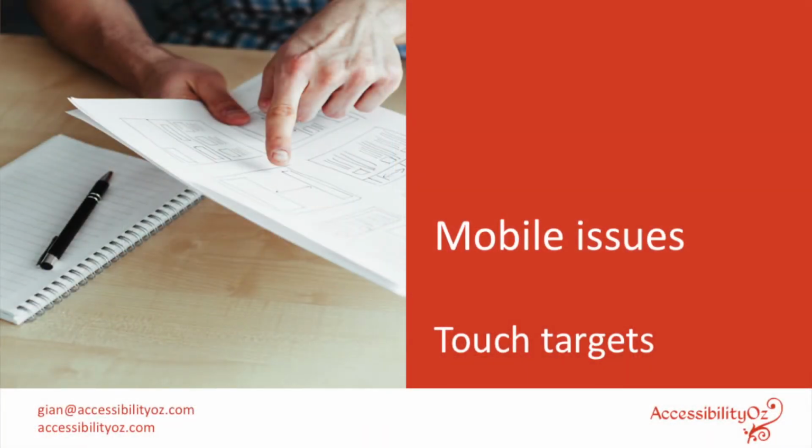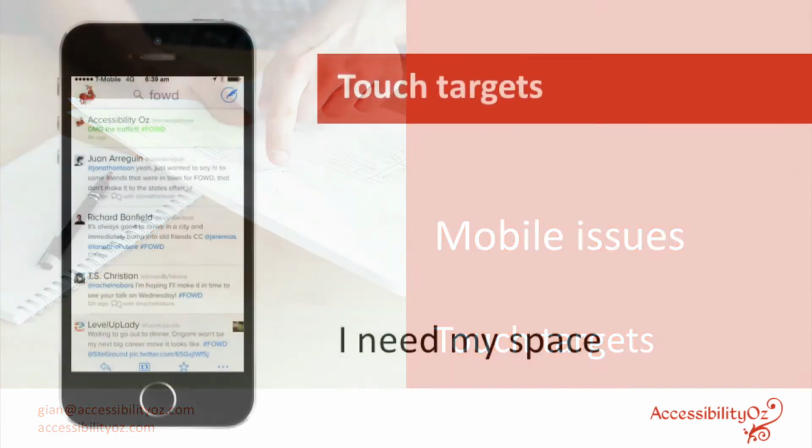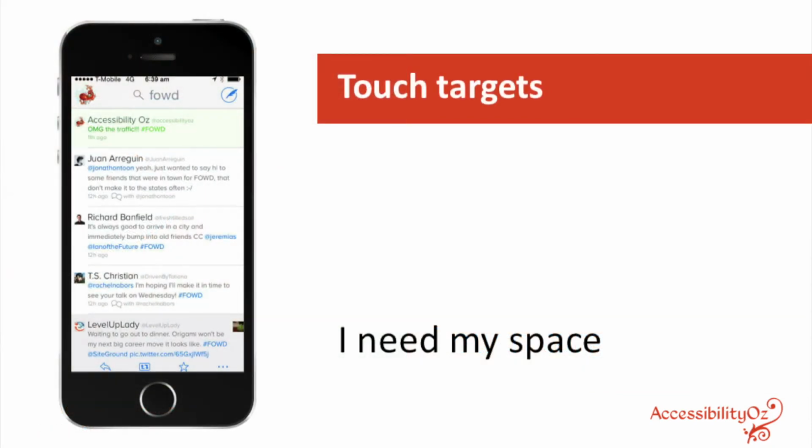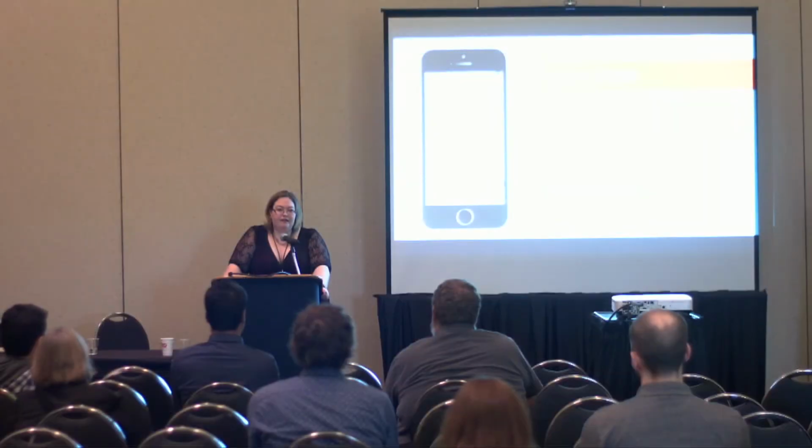Touch targets. You need to provide enough space for people to actually activate touch targets. The accepted size is 7 to 10 millimetres squared. This is Twitterrific, which is great in a lot of ways, but their little retweets and favourites and things like that, their touch targets are too small. You can see major problems with something like this.